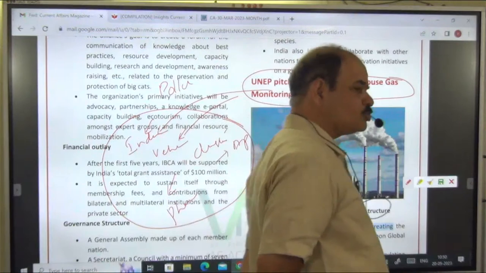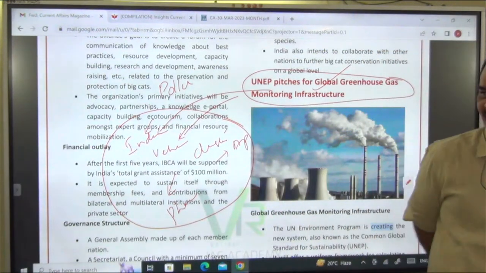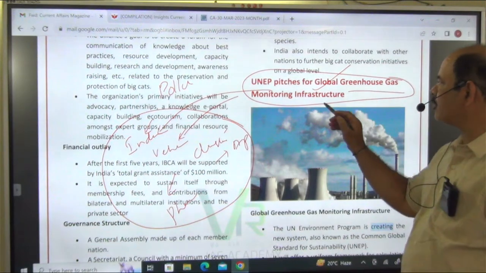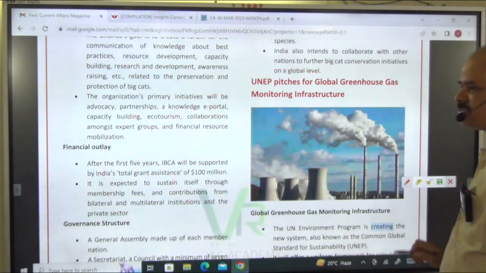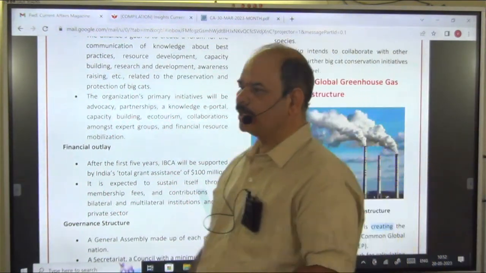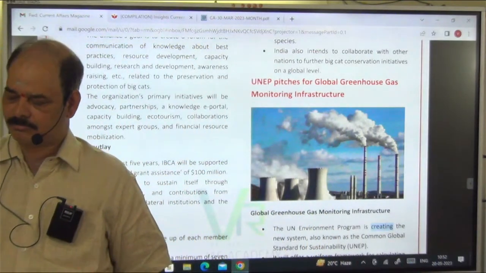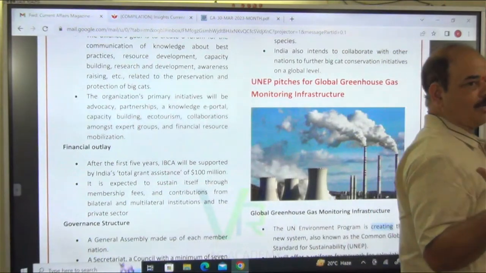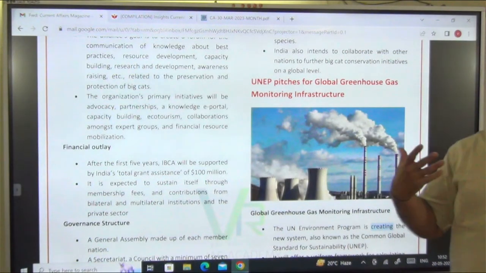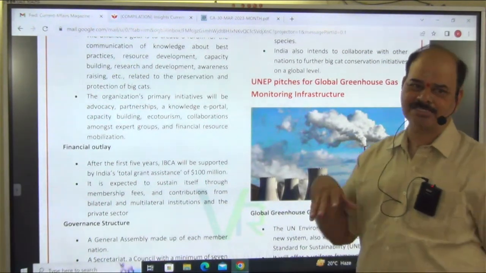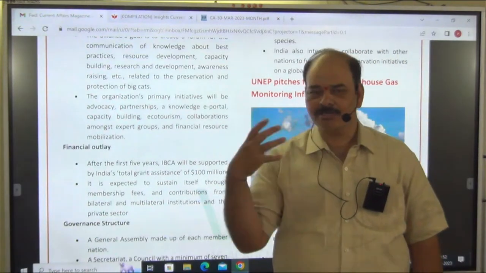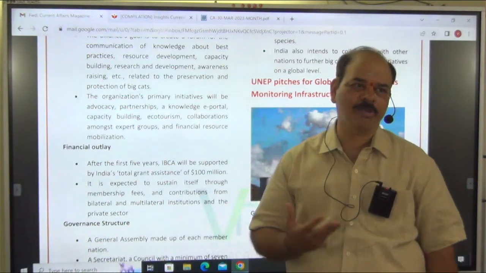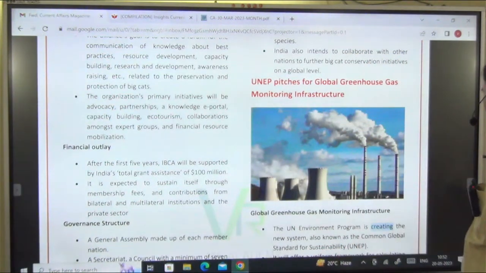Which chemical is widely used in tanning industry? That is sulfuric acid. So, UNEP pitches for global greenhouse gas monitoring infrastructure by which we can address the issues by knowing the informed decision. Suppose if you are having a cluster of leather, then by this instrument, you can assess what is the pollution. Okay? So, try to remember this.